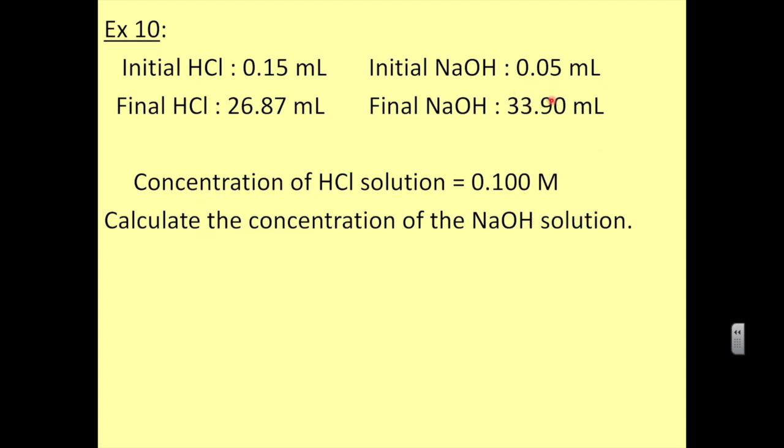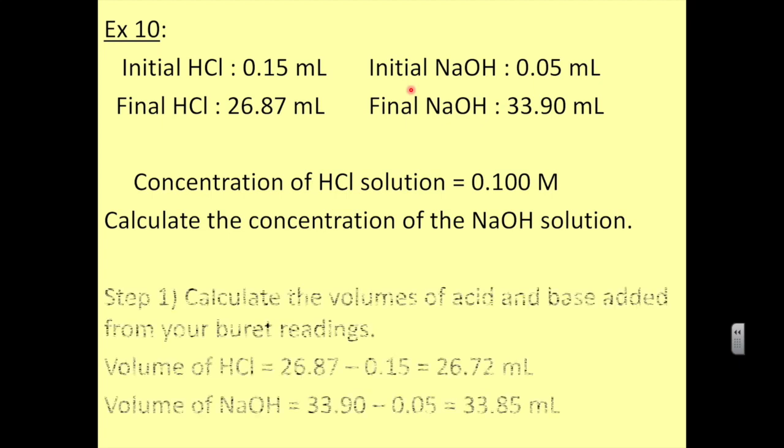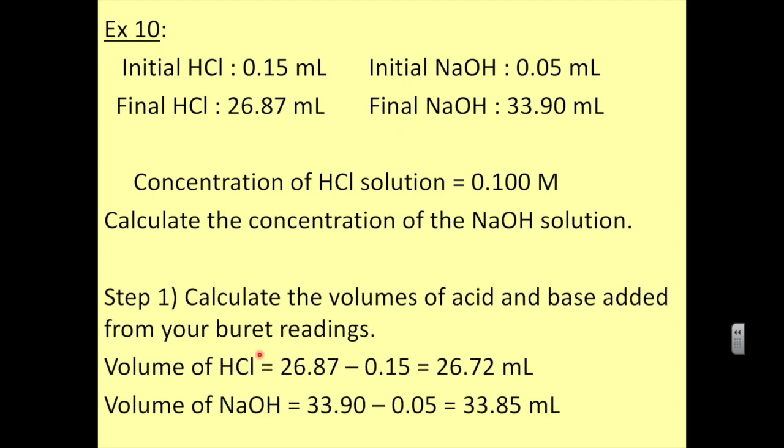Okay, so the first step is to actually find the true volumes of acid and base that I used. So I'm going to take my volume of HCl and I'm simply going to subtract the two numbers to find my actual volume that was added. I'll take my volume of NaOH and I'll subtract the two numbers to find the volume of base that was added.